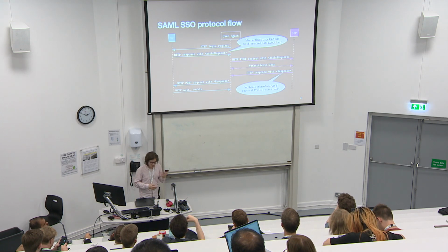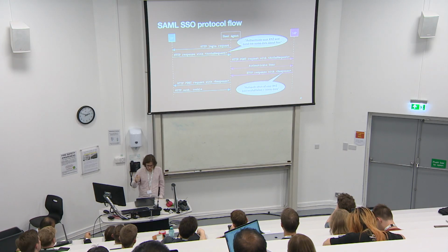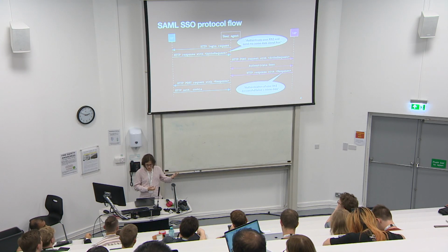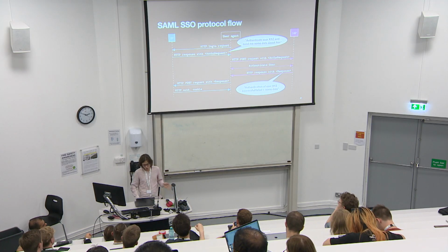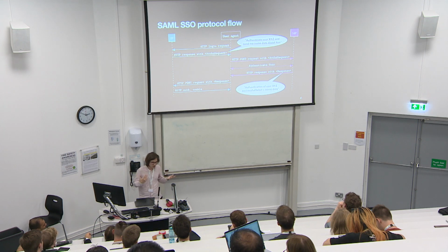So how does the single sign-on SAML protocol work? It's very simple. Basically the user wants to log in at the service provider. So we have three participants: the service provider, the SP, the user, and the IDP, the identity provider. So the user wants to log in at the SP. He says, I want to log in. The SP creates an authentication request, which is a SAML message. The user will forward that to the IDP, and the IDP will process this request and begin an authentication.